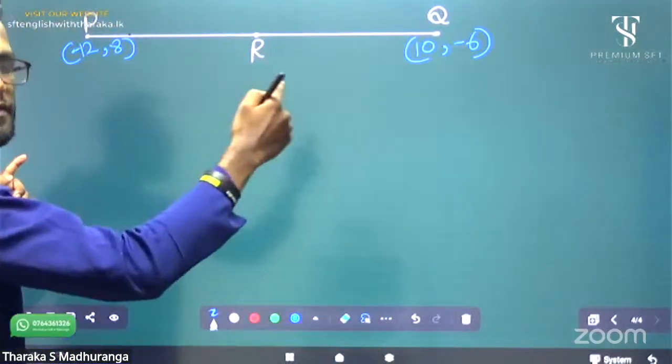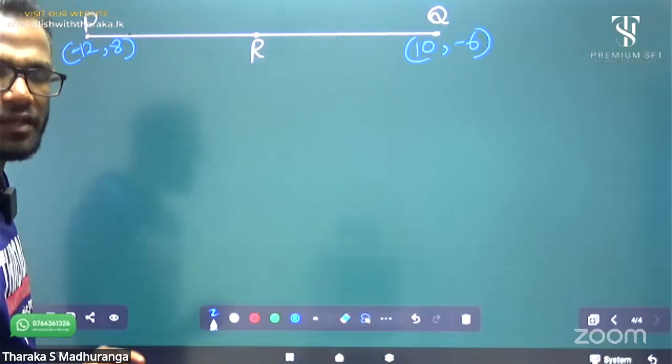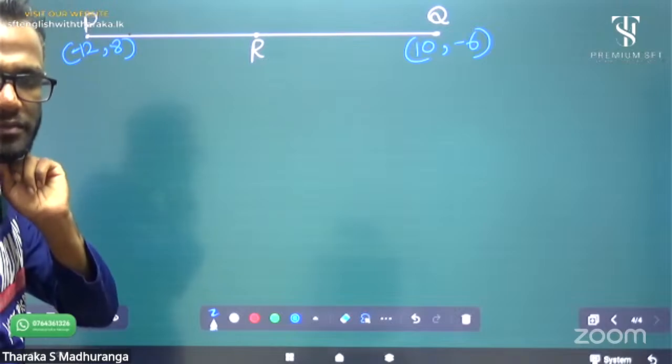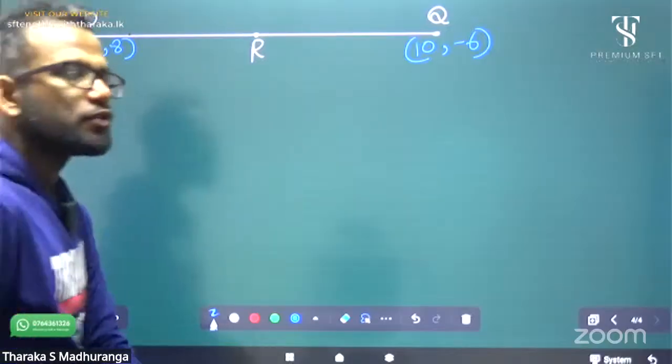Okay, PQ is a straight line. R is the midpoint of the PQ straight line. Calculate the coordinates of R. Okay, write down as a question.